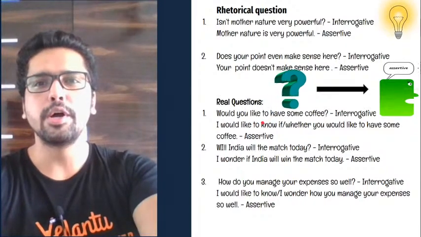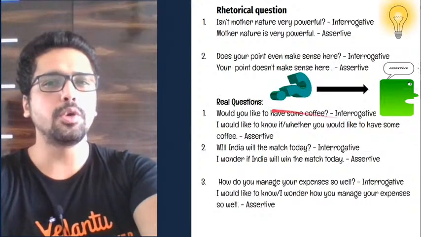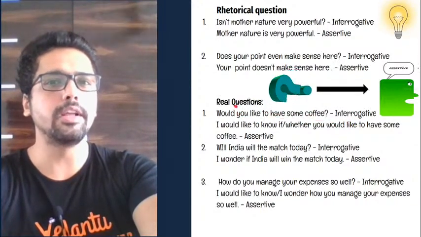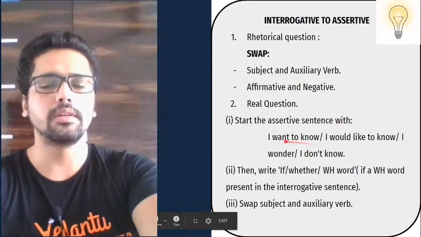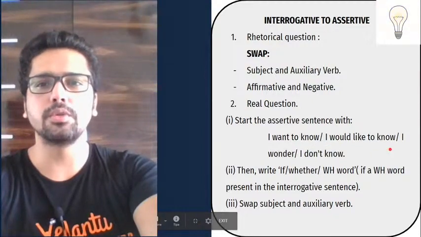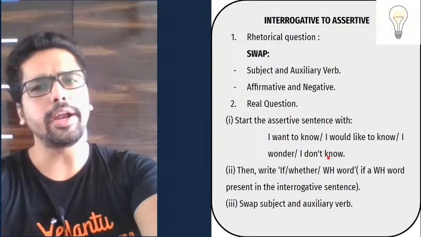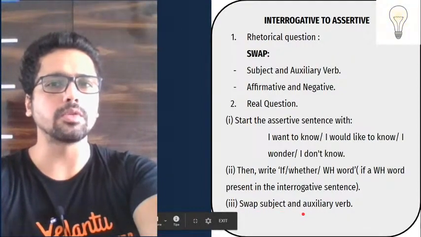Okay, so look at this here. Would you like to have some coffee? This is interrogation, right? So you have to give the answer here. This is a proper real question. So these are the options you can use. You can begin your answer with this: I want to know, I would like to know, I wonder, or I don't know. The most important thing is that we have to swap the subject and auxiliary verb.